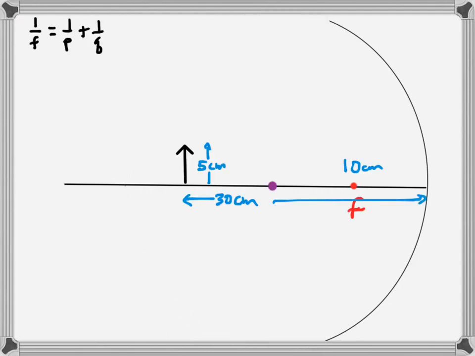I've set up my same little scenario. I'm going to leave out the ray diagrams just to make it a little neater, but we're going to do the math. So we're going to say the object is 5 centimeters high. It's 30 centimeters from the mirror, and the focal length is 10 centimeters. So if we have our mirror equation, 1 over f equals 1 over p plus 1 over q, we plug those in. We get 1 over 10, that's the focal length, is 1 over 30 plus 1 over q. We solve and get q is 15 centimeters.